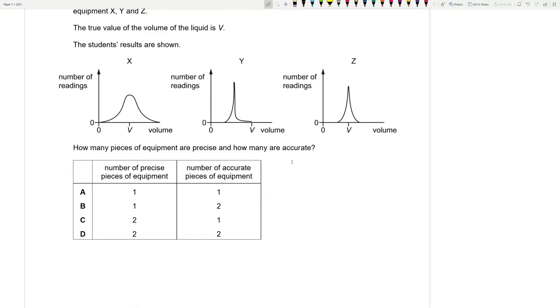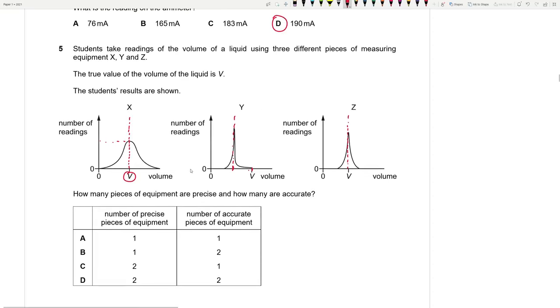So accuracy actually means how close your calculated value is to the true value. Here the true value V corresponds with the peak, the most common value. Similarly, for Z that also works. It corresponds with the peak. But for Y, the calculated value is around here, but the true value is here. So we probably had a systematic error. So clearly X and Z are accurate. So 2 of them are actually accurate. Now let's go to the next one.